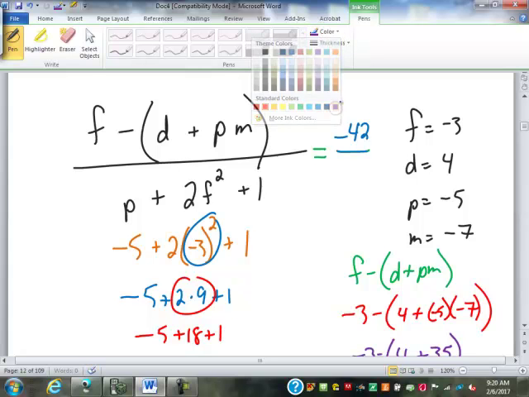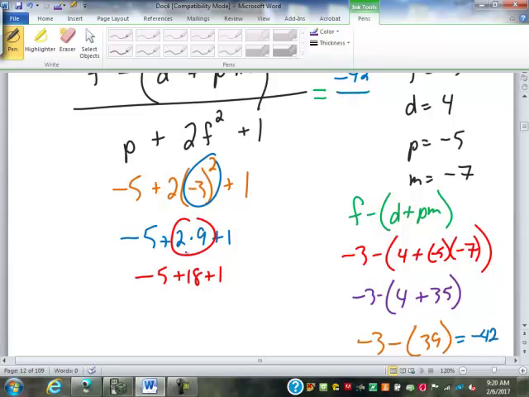And then negative 5 plus 18, 13. And 13 plus 1, 14. So negative 42 divided by 14, negative 3. Good.